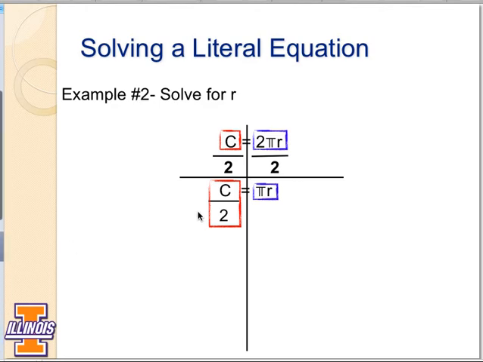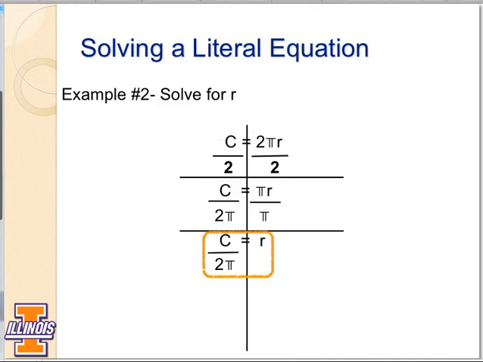I also have to get rid of the pi so that r is completely by itself. So just like before, I'm going to divide both sides by pi. When I do that, I get r all by itself here on the right-hand side. So the final answer is r is equal to c divided by 2 pi.